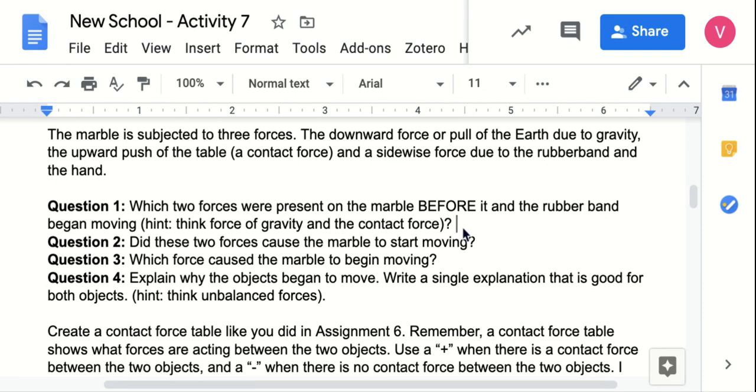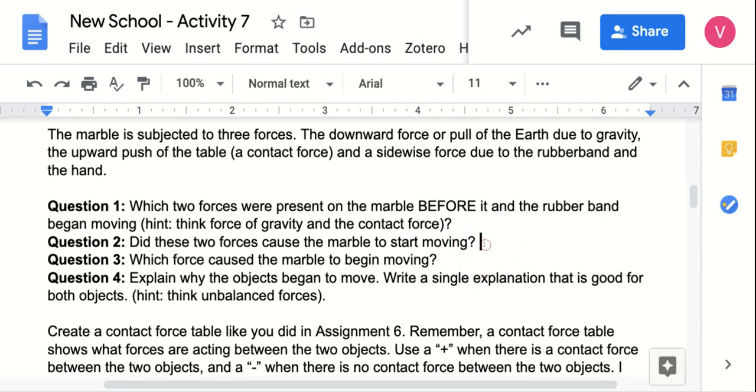So what are the two forces present on the marble before it and the rubber band began moving? That would be the force of gravity pushing down and the contact force pushing up, the force of the table pushing up. So that's how you're going to answer question 1. And I'm going to really guide you through this, guys.